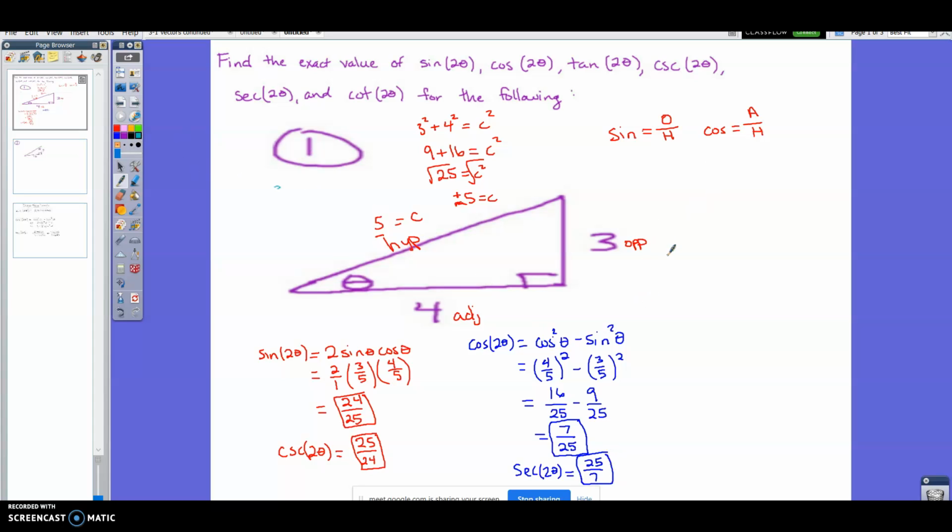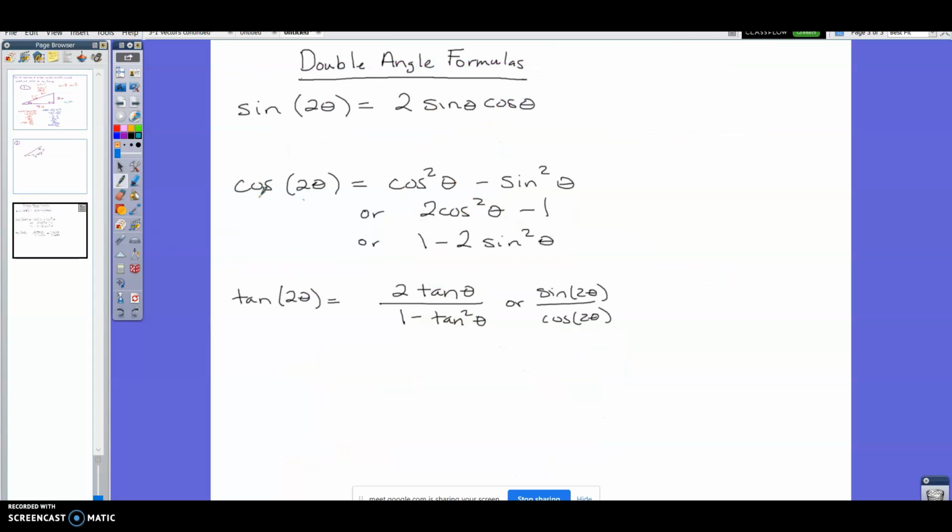So then the last one is tangent. Since we already know the cosine and the sine of 2 theta, we could use this formula. This one's going to require a little bit more calculation than if we use this formula here. If we use this formula, we already know the sine of 2 theta, and we already found the cosine of 2 theta, so we can just use those two values from the other part.